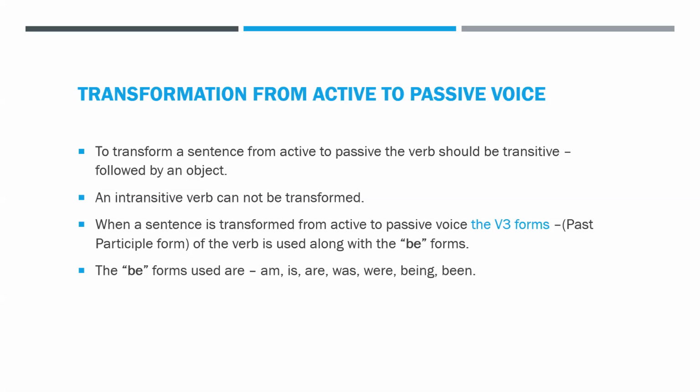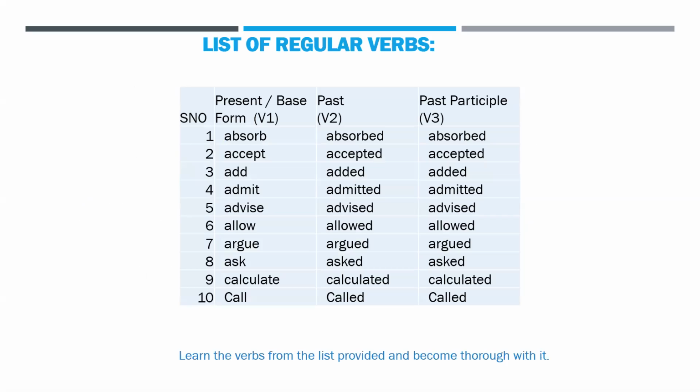Before we go to the actual active passive, let us quickly revise the verbs, a few verbs at least, if not all the verbs. Do you remember how the regular verbs form their past tense and the past participle? They simply take up either D or ED or sometimes IED. So absorb becomes absorbed, A-B-S-O-R-B-E-D. Accept becomes accepted. Both the forms, V2 and V3, are the same.